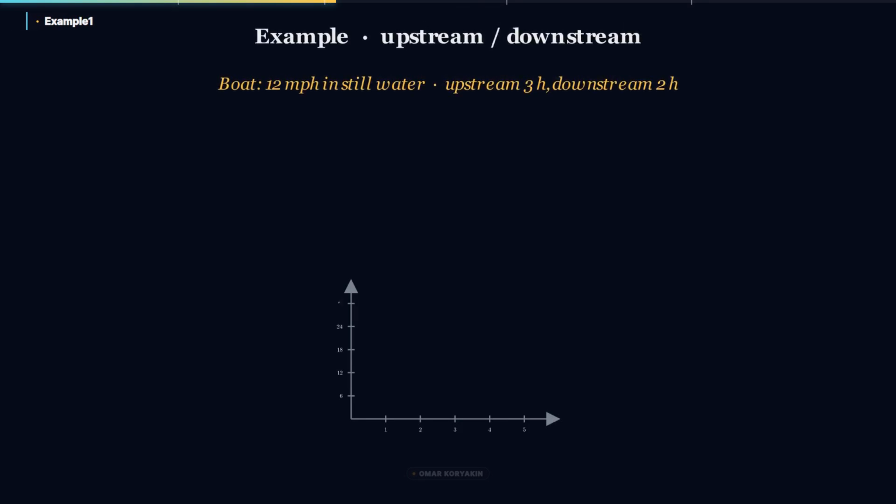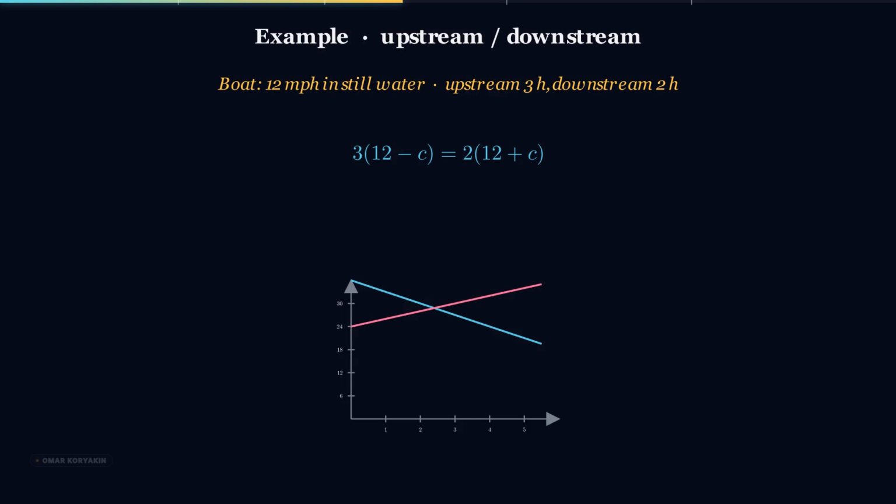A boat travels 12 miles per hour in still water. It takes 3 hours to go upstream and 2 hours to come back the same distance. Find the speed of the current. Let C be the current speed. Going upstream, the effective speed is 12 minus C. Going downstream, the effective speed is 12 plus C. Distance equals rate times time, and the upstream and downstream distances are equal.